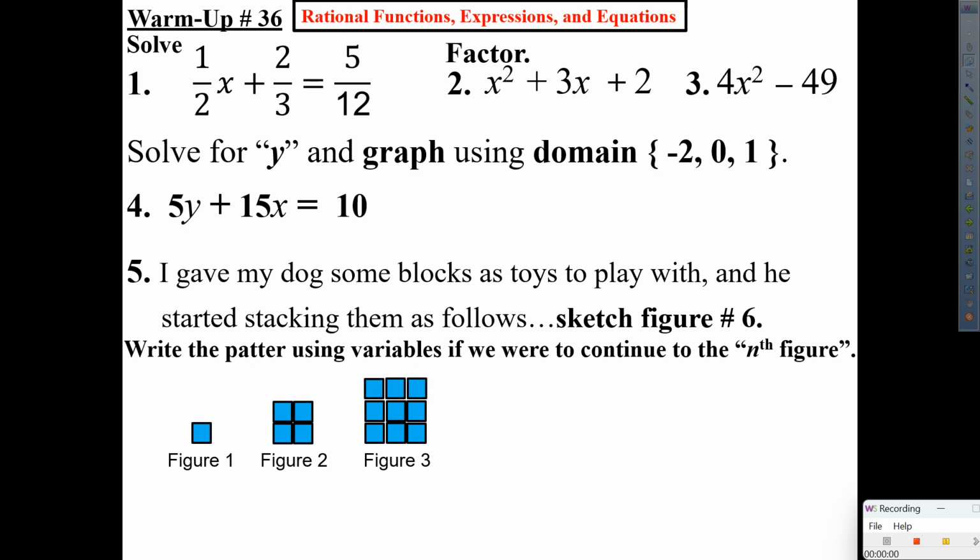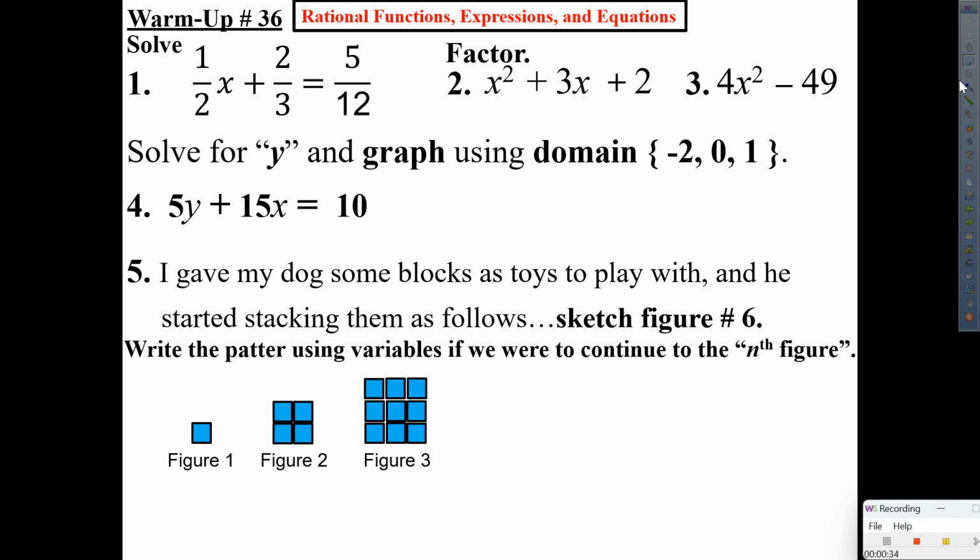Warm-up number 36 is on the screen. If you notice, I packed it with a couple of things that we're going to be working with. Still, number 1, 2, 3, 4 should be a piece of cake. Number 5, I want to see how you develop that one, and we'll go from there. All right, I'll give you guys some time. Copy and go.